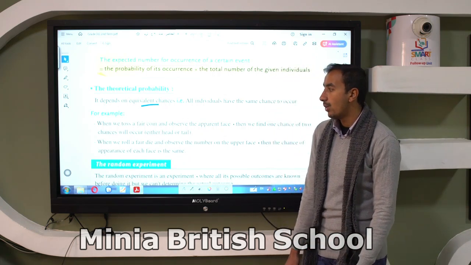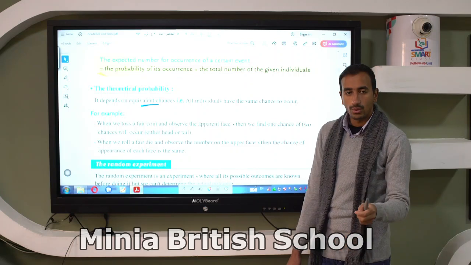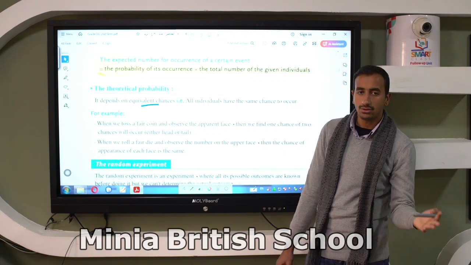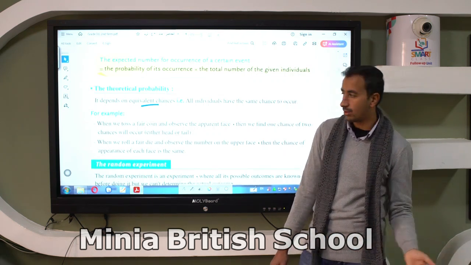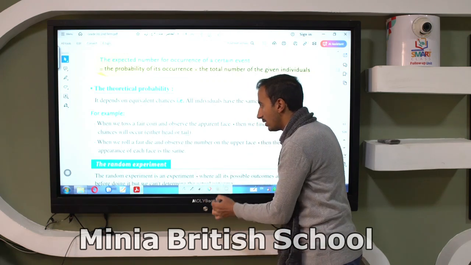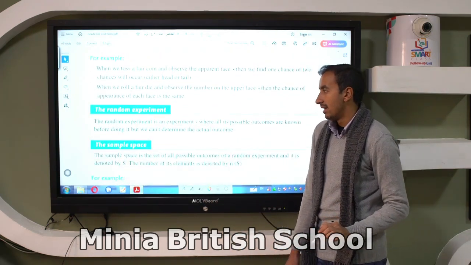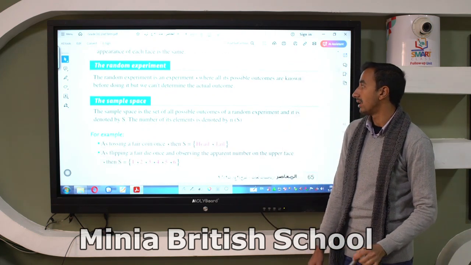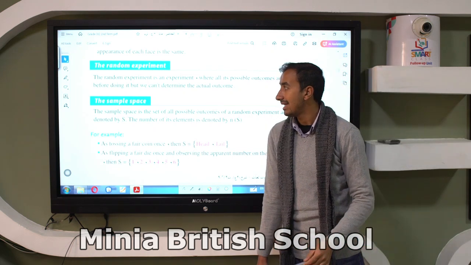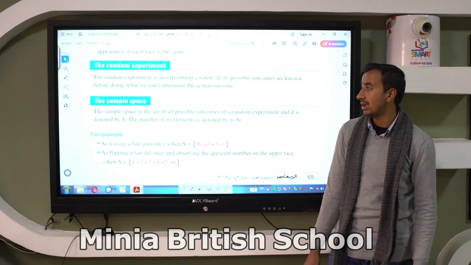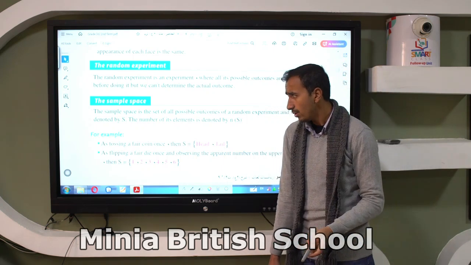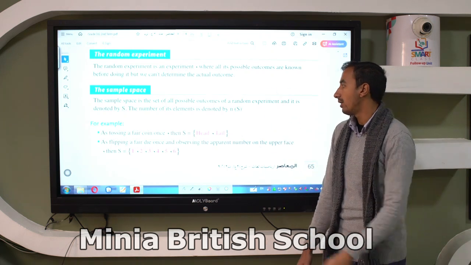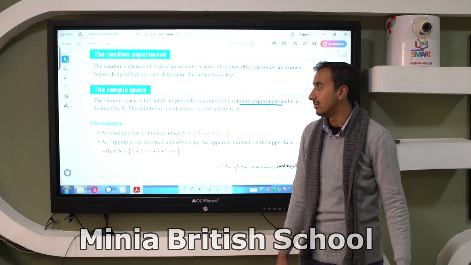For example, when we toss a fair coin and observe the upper face, it is either head or tail. So it's called theoretical probability. The random experiment is an experiment where all possible outcomes are known before doing it, but we can't determine the actual outcome. The sample space is the set of all possible outcomes of the random experiment, denoted by S.